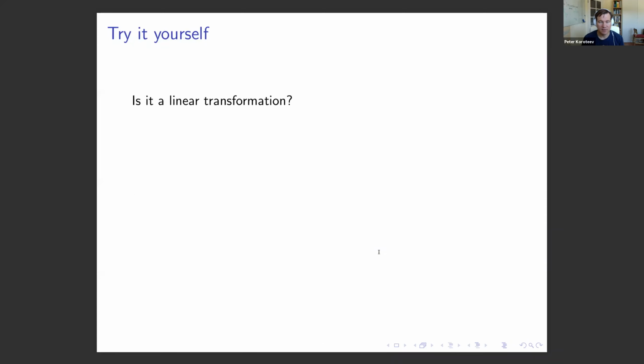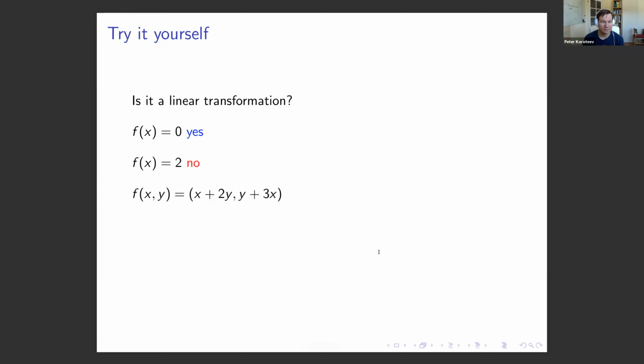Let's do some exercises. Is this a linear transformation? F of x equals zero? Yes, we saw that before. F of x is equal to 2. So it's a function that sends all elements to 2. Well, clearly no, right? Because if you take a sum, it sends the sum to 2, as opposed to 4.